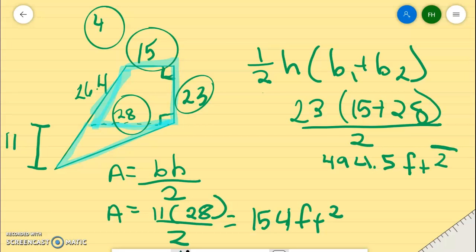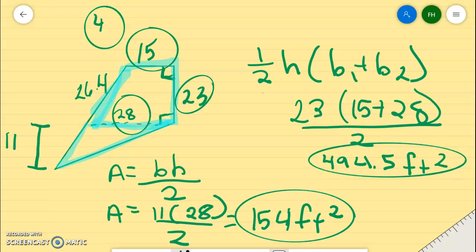So you take both of your areas and you add those two numbers together, 494.5 plus 154. Your final answer for the area of the whole shape would be 648.5 square feet. That is your final answer on that one.